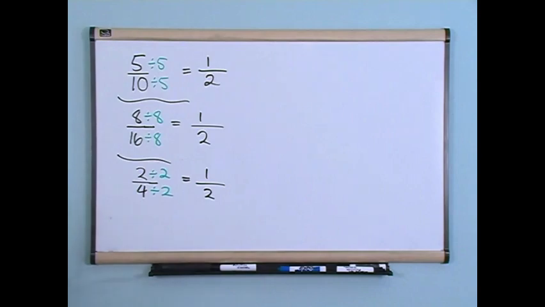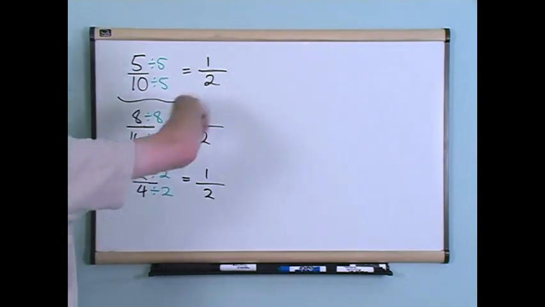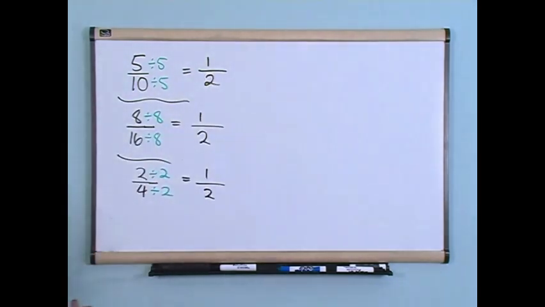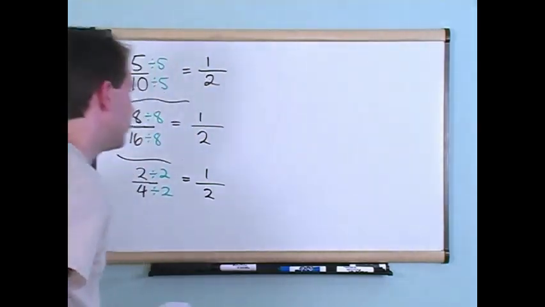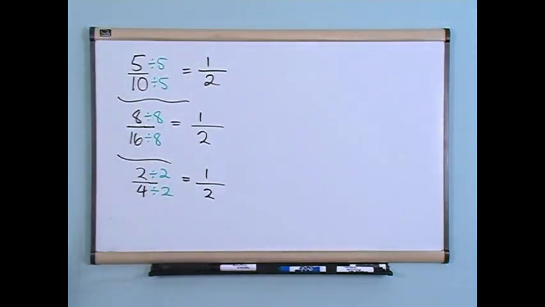I picked these 3 examples on purpose because they all reduce to 1/2. This fraction looks different than this fraction, which looks different than this fraction, but they're all the same thing. If you were to draw the pies for 5 out of 10, 8 out of 16, and 2 out of 4, when you shade them all, they would all look like half the pie. So you need to be real careful in fractions to make sure that they're simplified so that you really understand what it means, so you can go ahead and add, subtract, and all that stuff that we're going to learn about later.